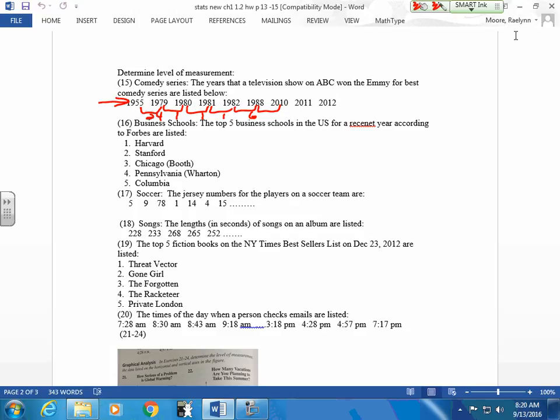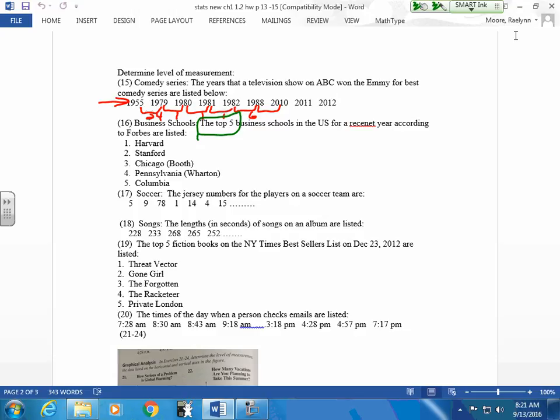Okay, number 16. The top 5 business schools in the U.S. for the recent year, according to Forbes, are listed below. What type of data measurement is this? Ordinal. Nominal, it gives a name, but is there some kind of order to this? What told you there was an order? Top 5. So ordinal says yes, it had to be nominal. They gave me names, but I have to have some kind of order to this.